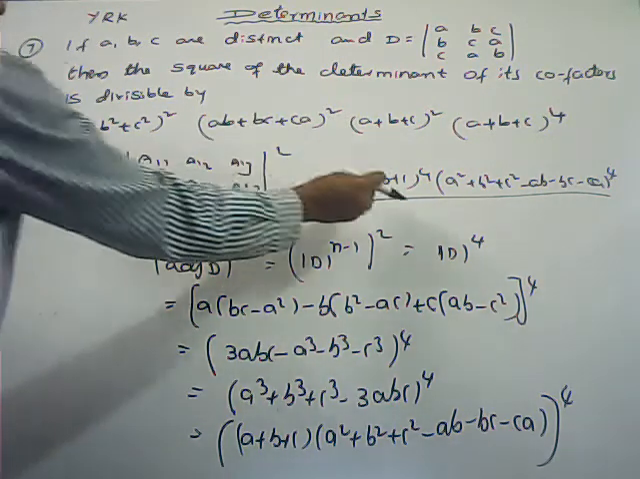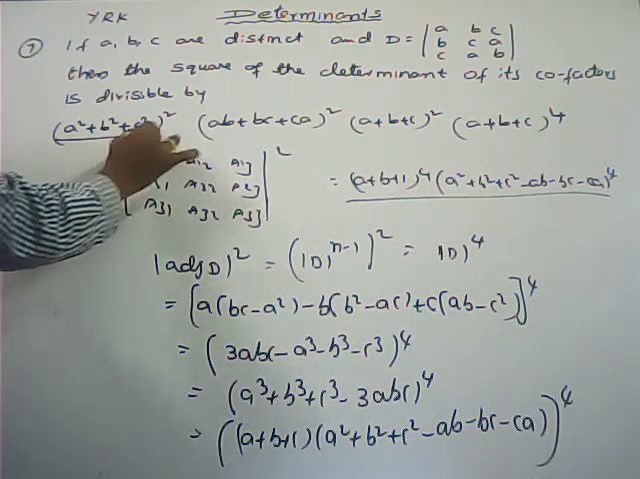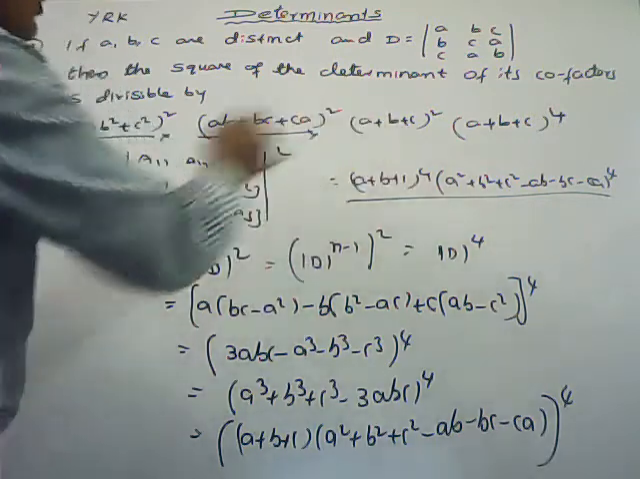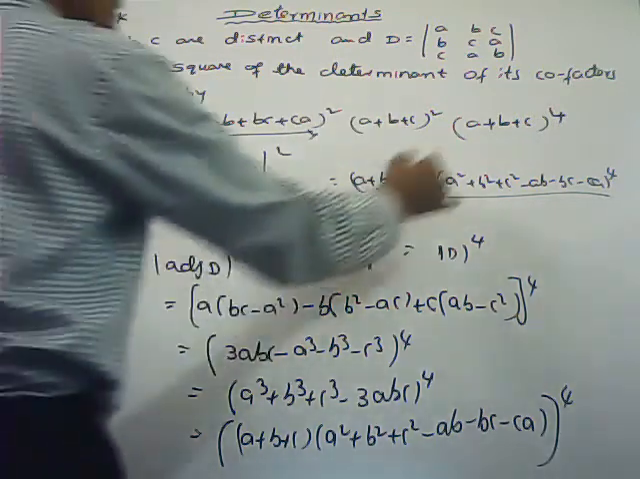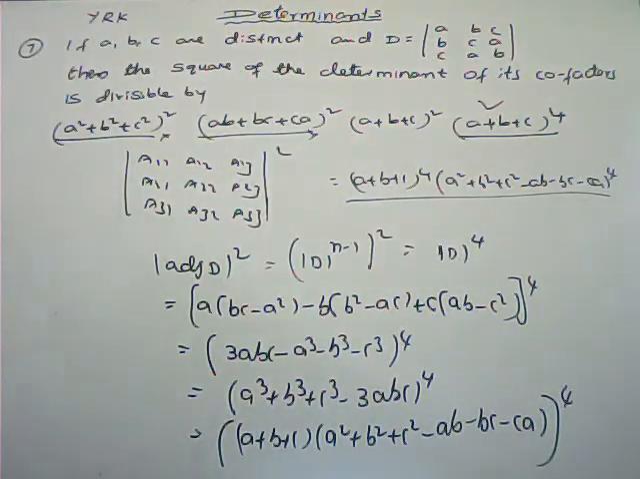So this is divisible by A plus B plus C whole power 4 or A square plus B square plus C square minus AB minus BC minus CA whole power 4. Here, what are the factors of this one? This is not a factor. Here this is also not a factor. A plus B plus C whole square is also a factor. Here A plus B plus C whole power 4 is also a factor. Highest one you can take, that one. That is divisible by A plus B plus C whole power 4.